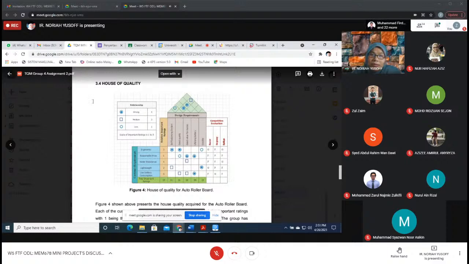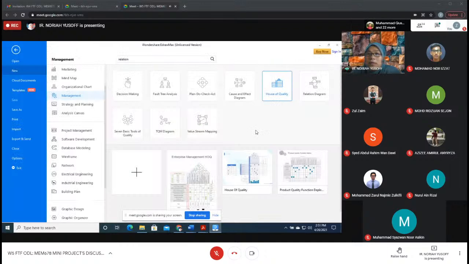Cantik. Cantik kan? So I'm giving you another tip lagi. Allah bagi macam-macam, kalau you tak buat betul ni memang sakit. Okay. The house of quality, actually you can download this for free, the software dia, daripada eDraw.